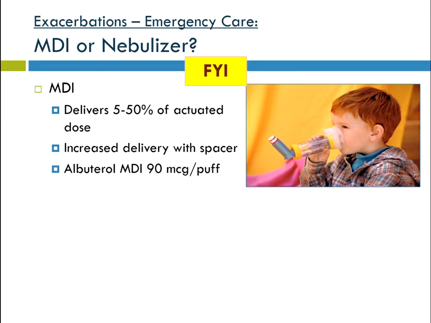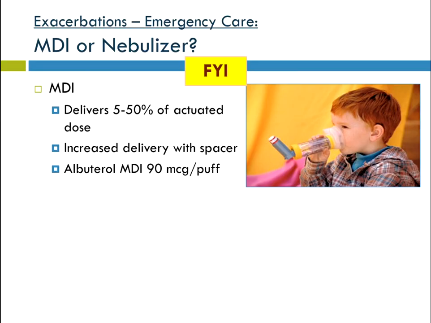But an MDI, so what's MDI? Metered dose inhalers are standard, like what people think of when they think of an inhaler. These deliver 5 to 50% of the actuated dose. Based on proper technique, we can increase it up to that 50%. The delivery is increased with the spacer, so that tube that we see attached to the inhaler.